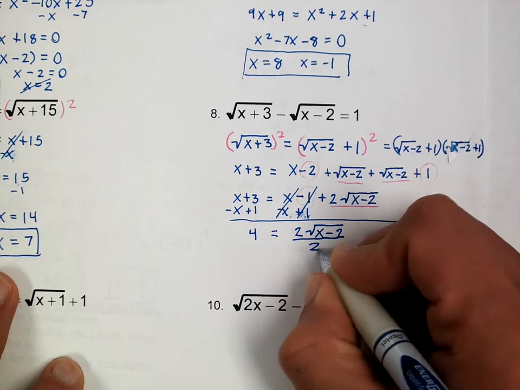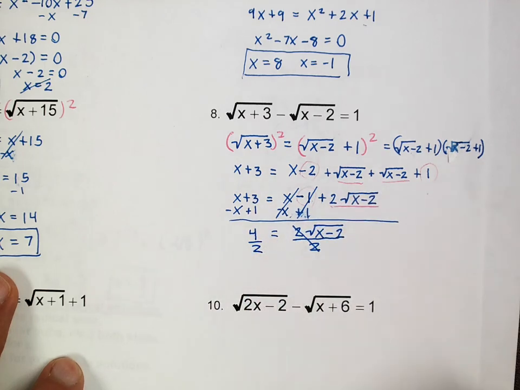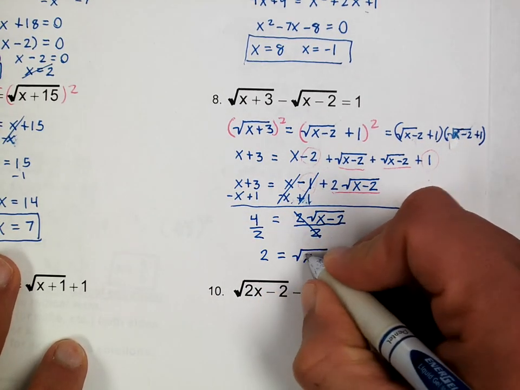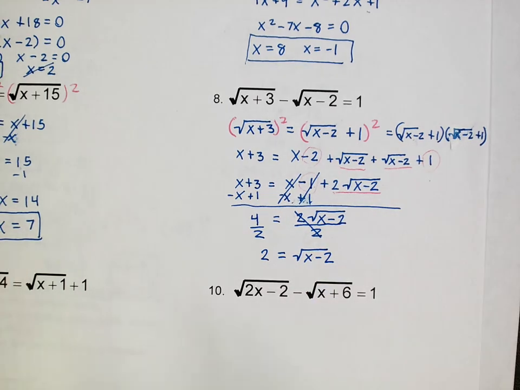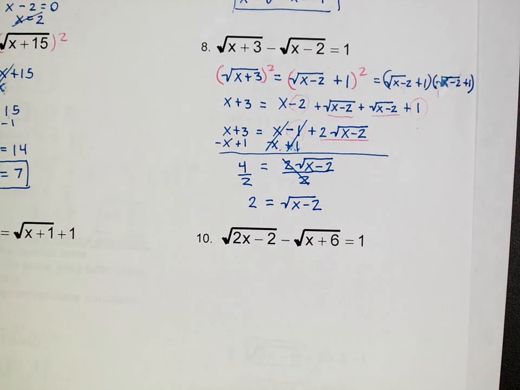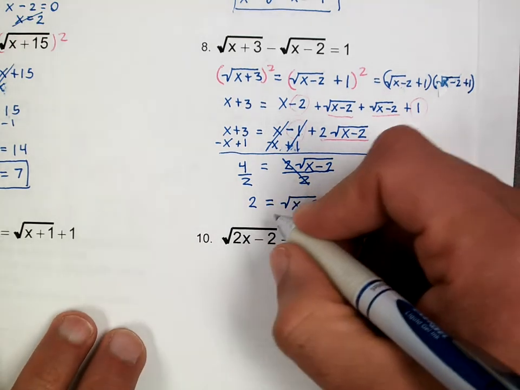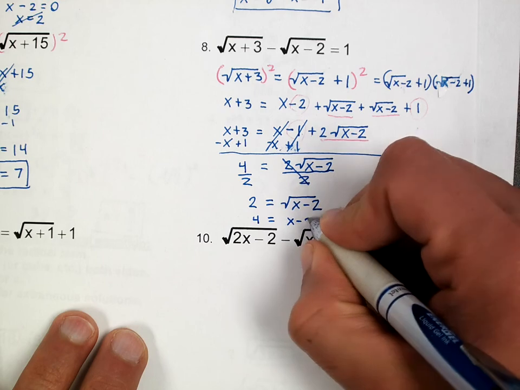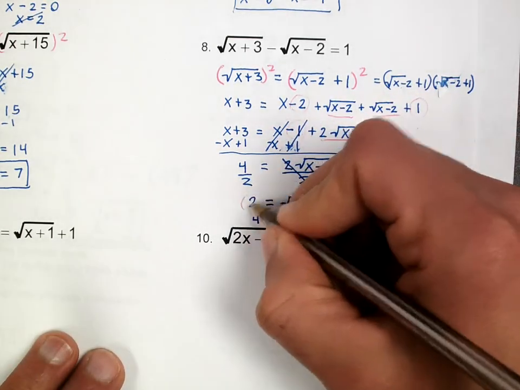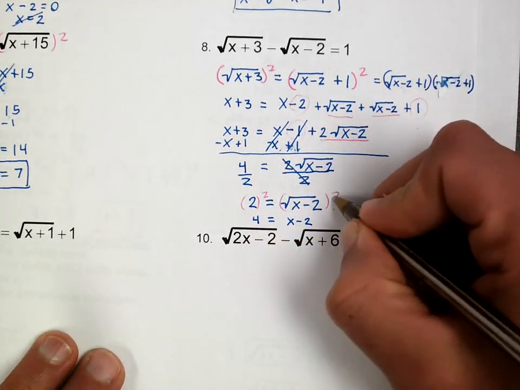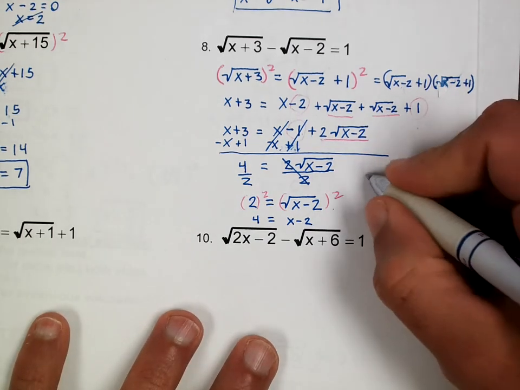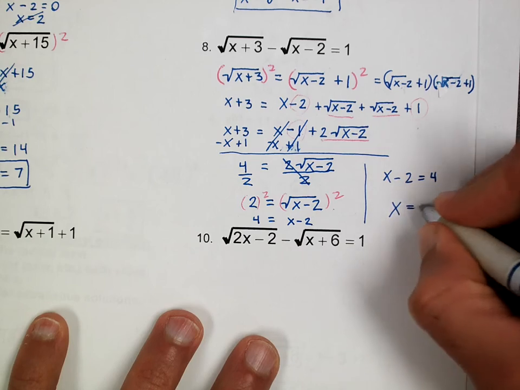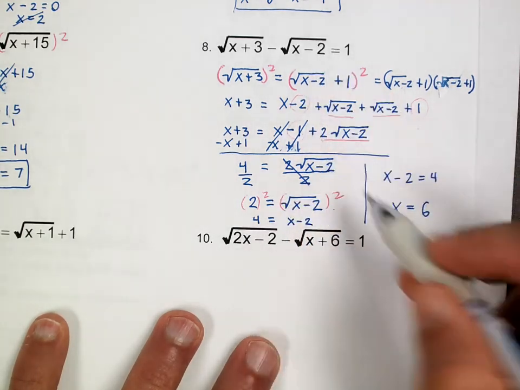Now we're going to divide. Alright, so now we have the radical by itself. So we did all that just to isolate the radical. Go figure. Alright, so now we're going to go ahead and square both sides. So I have a 4 is equal to x minus 2. Again, I just square both sides. So x minus 2 is equal to 4, which means that x is equal to 6. And if you plug that 6 over here, it does work out.